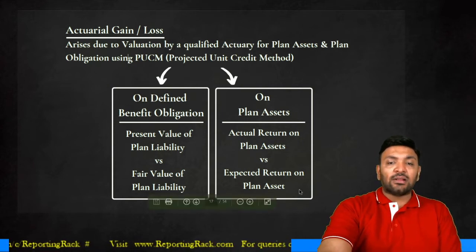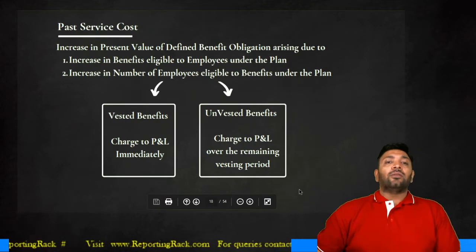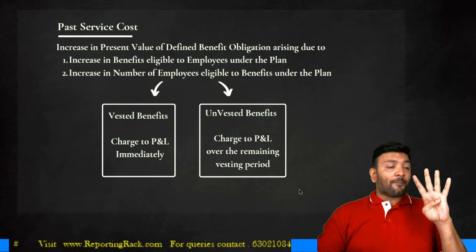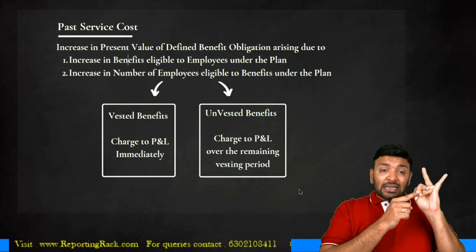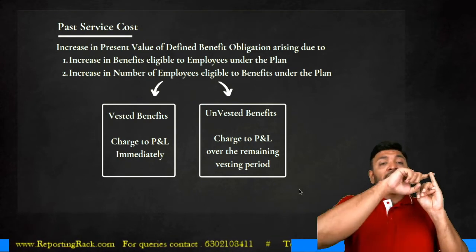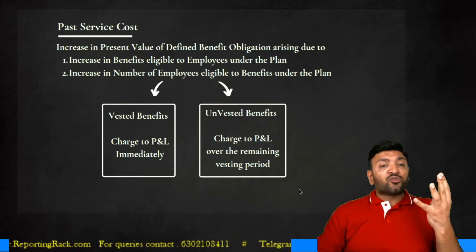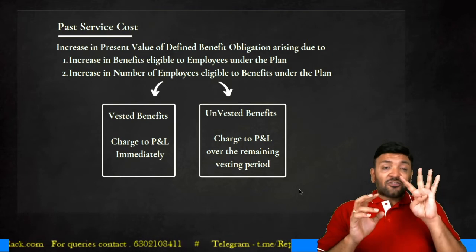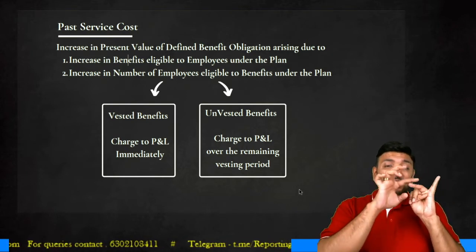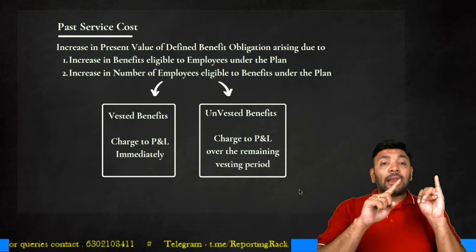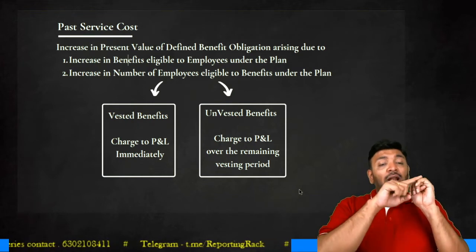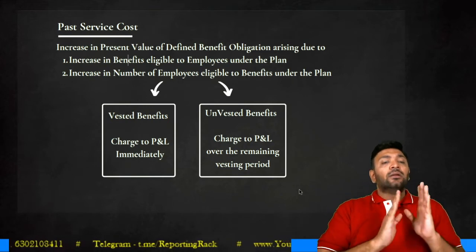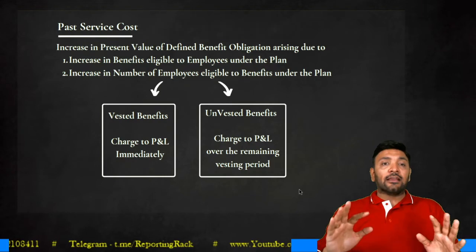Finally, once we're done with this, we go into the next step. We have already discussed four parts: current service cost, interest cost, return on plan assets, and actuarial gain or loss. These four have to be considered every year. While the first three items, current service cost, interest cost, and expected return on plan assets, should be debited or credited in the P&L, your actuarial gain or loss will be debited or credited in the OCI. These four items should happen every year.